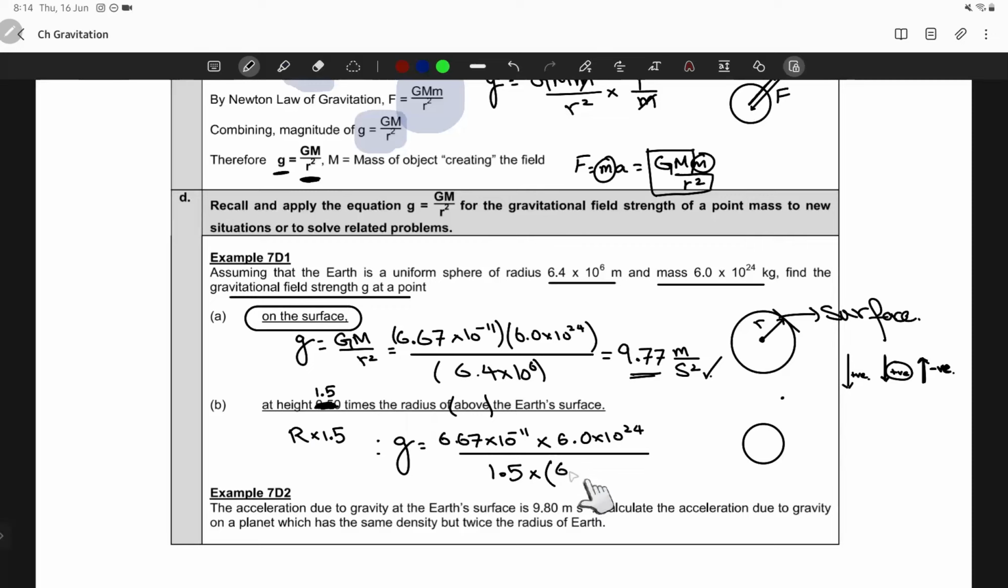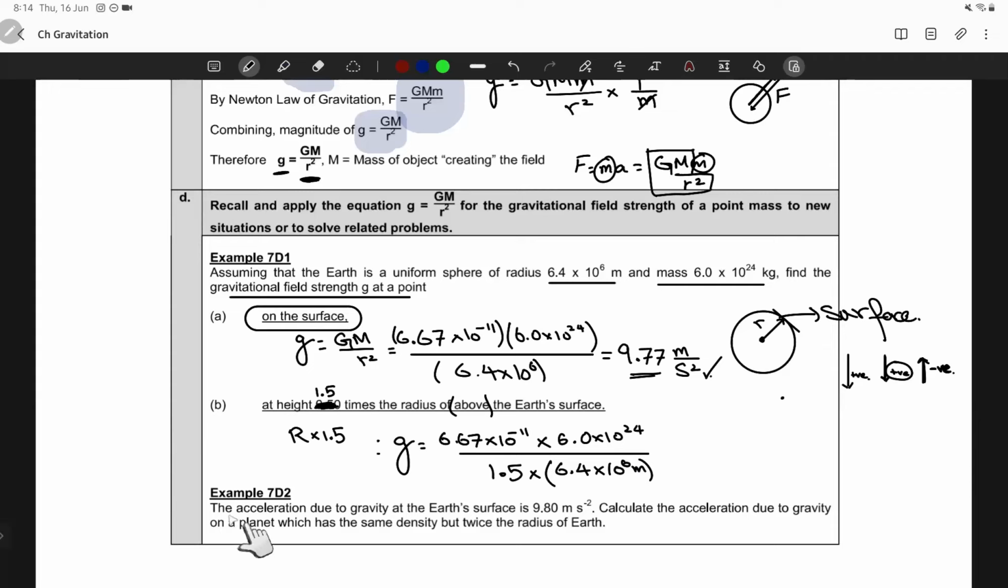So the radius was 6.4 into 10 raised to power 6 meters. And so whatever the answer that you get from here, I'm not going to put all of this in the calculator, but this is how you will go about the problem. So is that clear, or do you have any question? No questions? Okay, perfect.